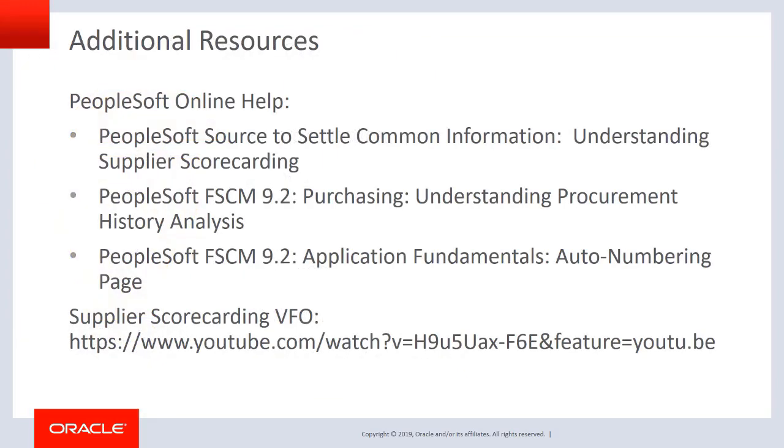For more information about supplier scorecarding, refer to PeopleSoft Online Help documentation under Understanding Supplier Scorecarding. You can also find more information about understanding procurement history and auto-numbering in PeopleSoft's Online Help Purchasing and Application Fundamentals documentation. Watch the video feature overview for Supplier Scorecard, which provides a good summary-level overview of supplier scorecarding and a demonstration of the copy evaluation feature.